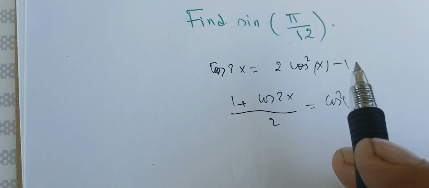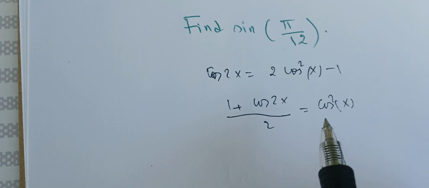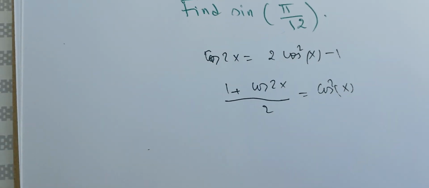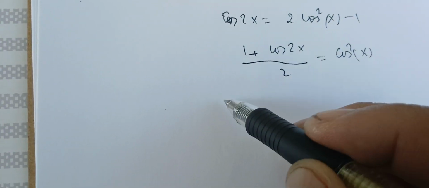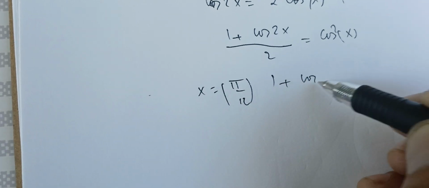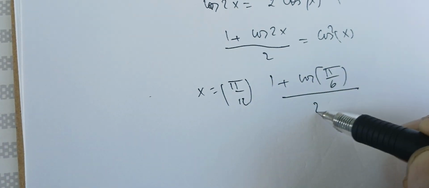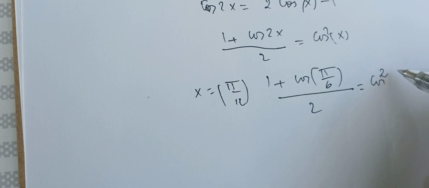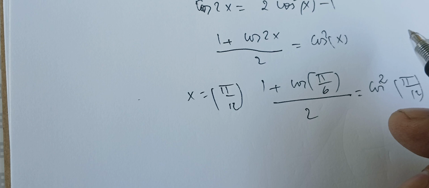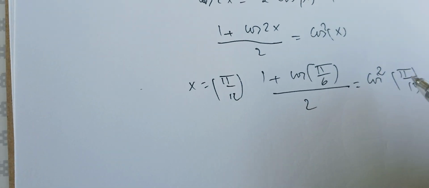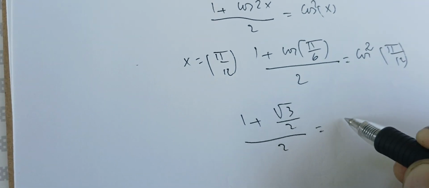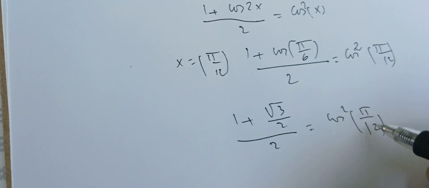Here we want to compute, which x do we take? We take x as pi over 12. And we see that 1 plus cosine of pi over 6, over 2, is equal to cosine squared of pi over 12. We know that the cosine of pi over 6 is square root of 3 over 2, over 2, and we get the cosine of pi over 12 squared.